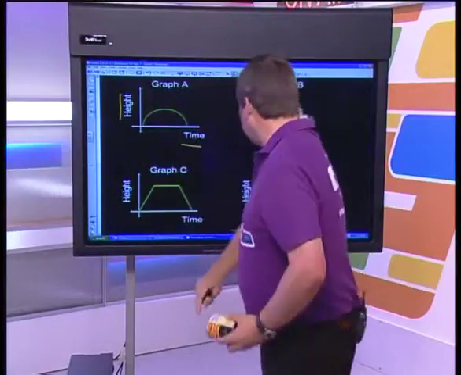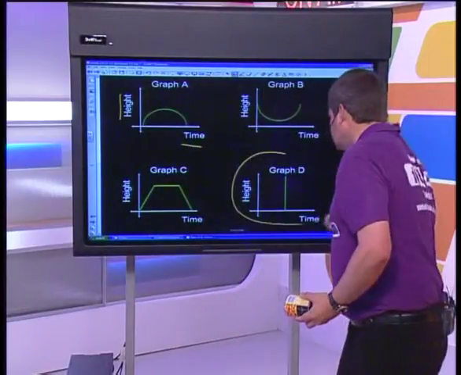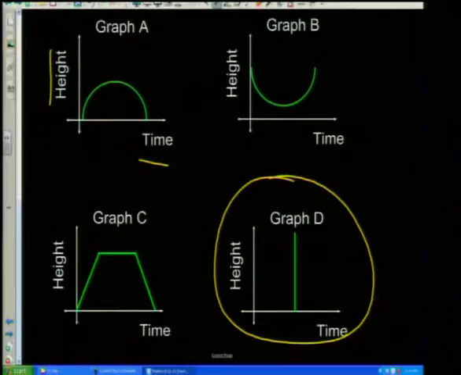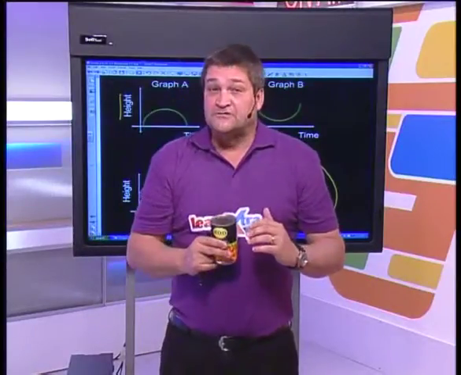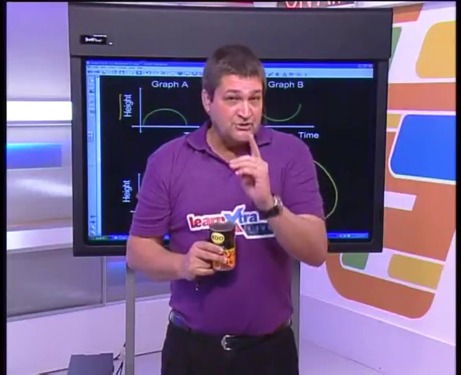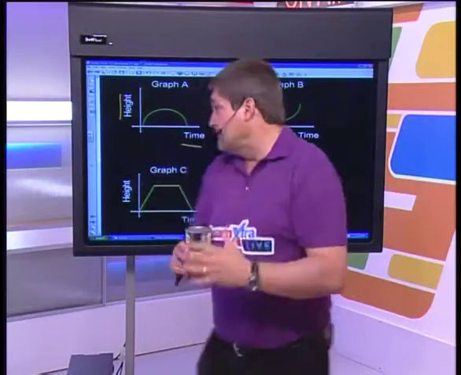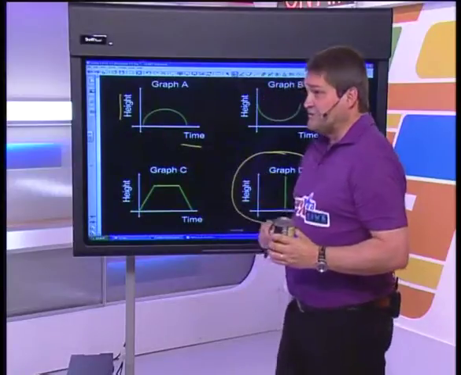So now what a lot of people are doing is saying, hey, check it, graph D, there it is. It's going up and it's coming down. Folks, remember, these graphs are not showing the route of the rocket, okay? They are showing the height over a period of time.